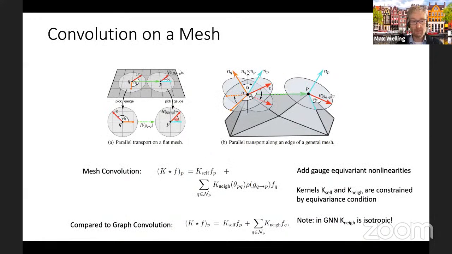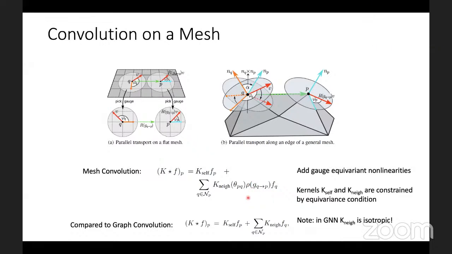Because of time, I will probably just skip this, but this tells you that this was the original graph neural net. This is the actual mesh CNN. It looks very similar. There's a self interaction, there's a neighbor interaction, but the big difference is that the neighborhood interaction now actually depends on theta, and it does not have to be isotropic anymore. And there's this object which compensates for the different reference frames at different points, as well as the parallel transport of vectors from one place to the other.